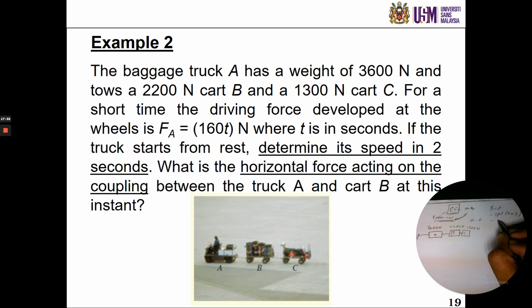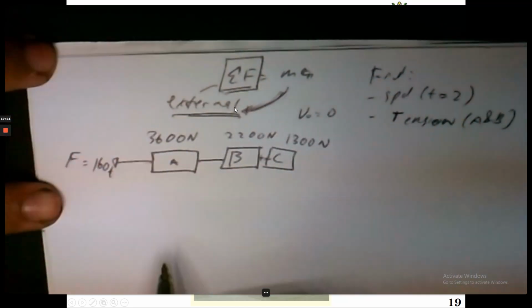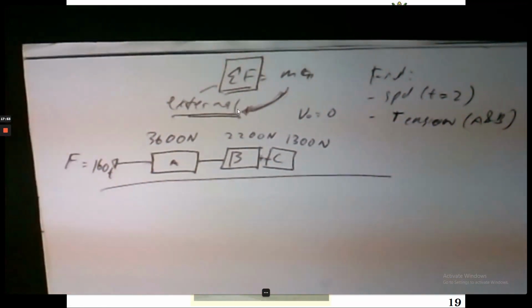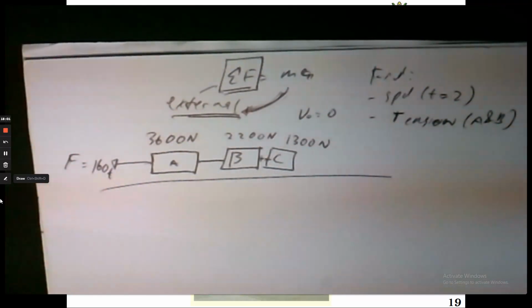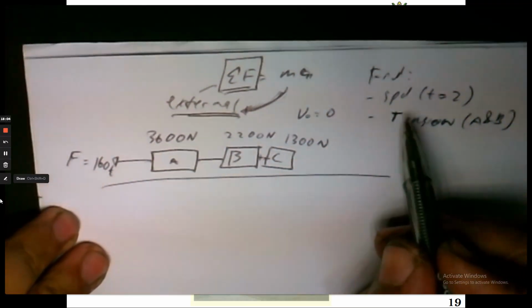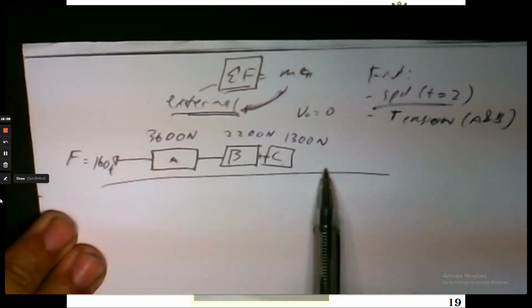Alright, so I'm just gonna find T, the tension between the coupling A and B. Since this is quite hard, I hope everybody can see this. Alright, so firstly we have to find the speed at t equals 2. To solve this, we should look at A, B, C as the whole system.